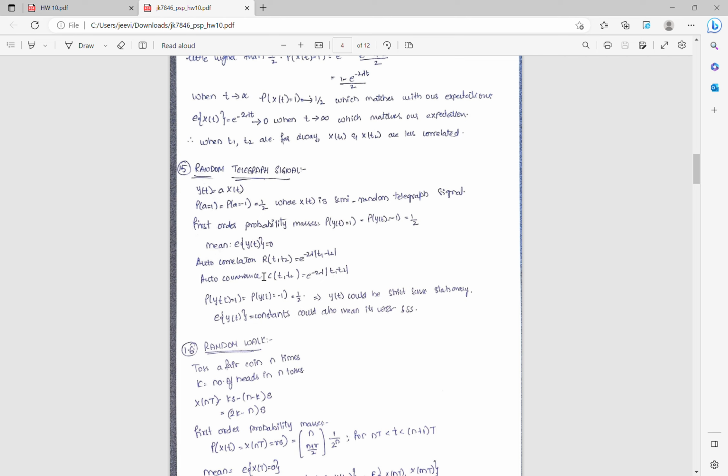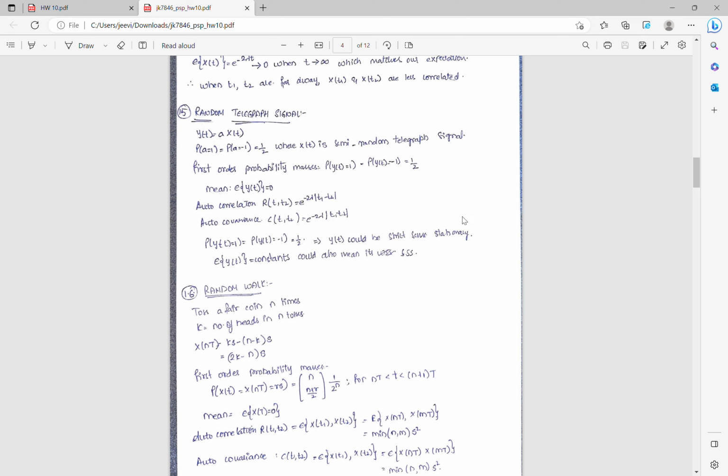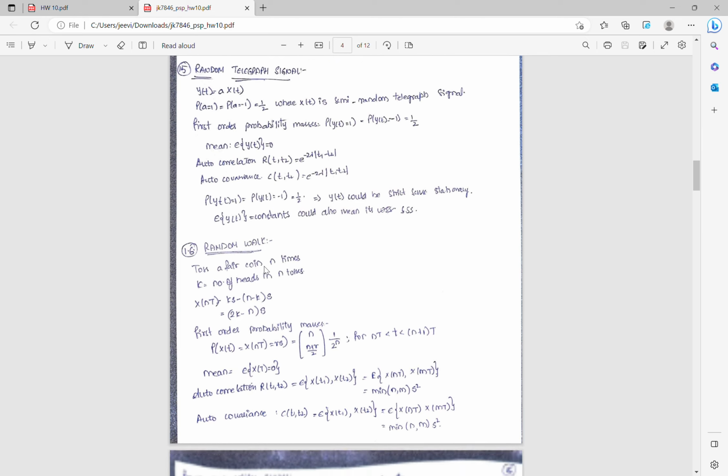Therefore, the first order probability masses will be the probability of y of t equal to 1 and the probability of y of t equal to -1, each equal to 1 by 2. In this condition, the mean is 0. The autocorrelation will be equal to e power minus 2 lambda mod t1 minus t2. The autocovariance will be e power minus 2 lambda into mod t1 minus t2. Therefore, since the probability of y of t equal to 1 and y of t equal to -1 is 1 by 2, y of t will be strict sense stationary and the expected value will be constant, which also means that it is strict sense stationary.